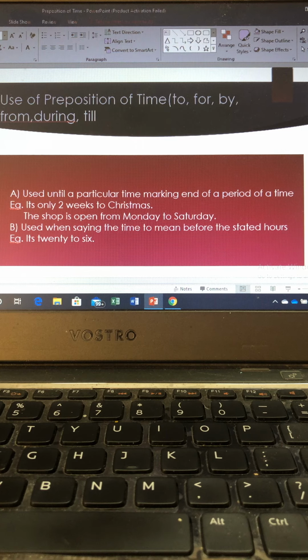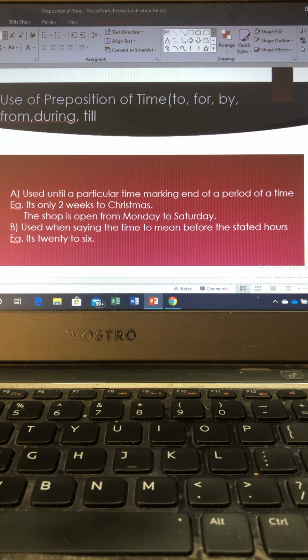Let's understand this. If we take the first example, students, it's only 2 weeks to Christmas, right? It's only 2 weeks to Christmas. So we are using the preposition to over here. How is it used? This is used until a particular time. This means until Christmas. We are actually talking about till Christmas. And the time period over here is 2 weeks.